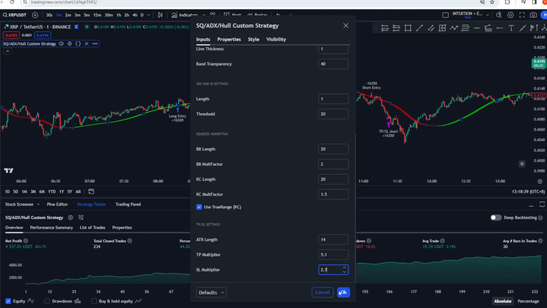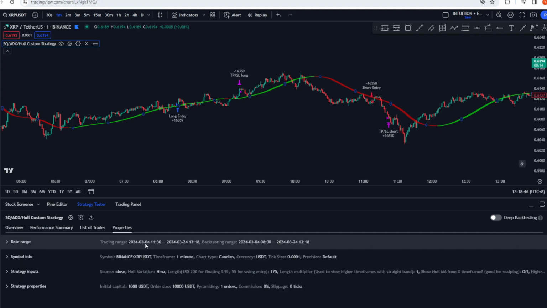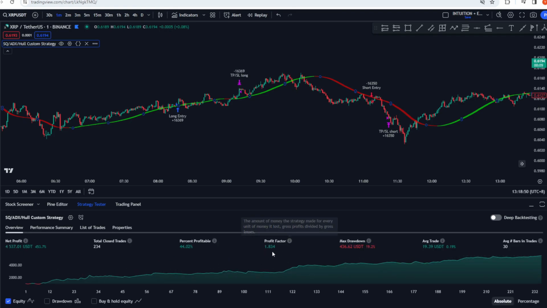And you can see we have a profit of 5,537, and this is from the 4th of March to the 24th of March, so it takes about 20 days. We have a profit factor of 1.834, meaning that for each dollar that we lose, we are making an extra 80 cents from it. So let's say we lose $1,000, we are making an extra $834 from it, which is pretty crazy. Next up, we look at our drawdown. It is only $436, which is very little compared to our net profit.